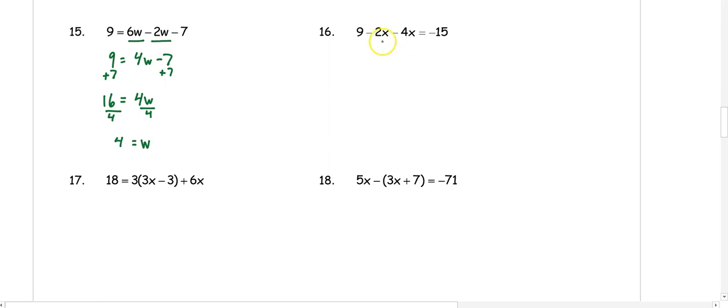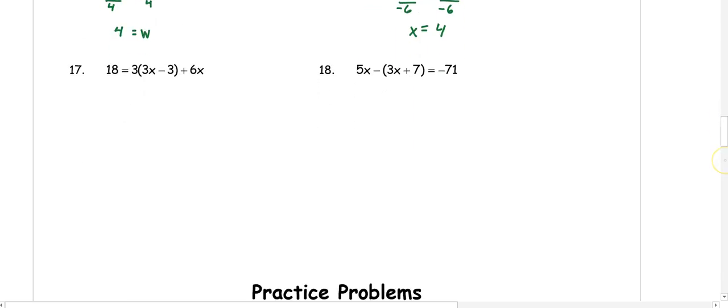Number 16, notice that there's two x terms, so those are going to combine together. So we get 9 minus 2 minus 4 is -6x equals -15. Now, I need to look at if there's a number. 9 does not have a variable, so 9 needs to move. This is where we have to be careful. 9 is actually a positive number because there's no sign out front. So we're going to subtract 9 from both sides. -6x equals -24. And then to get x by itself, we're going to divide by -6 on both sides. And x equals 4.